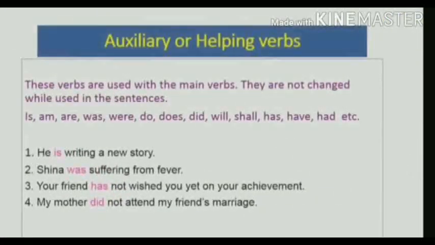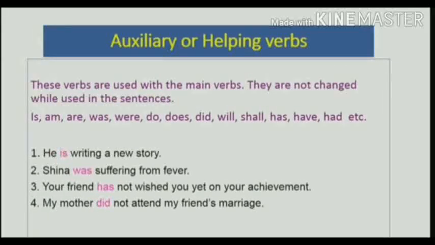Now what are the auxiliary verbs or helping verbs? These verbs are used with the main verbs only. So remember, helping verbs are always used with main verbs. They are not changed while used in the sentence. Main verbs can be changed, but these cannot be changed while we use them in the sentence. And what are the helping verbs? Is, am, are, was, were, do, does, did, will, shall, has, have, had. These are the helping verbs, and they are used before the main verbs.